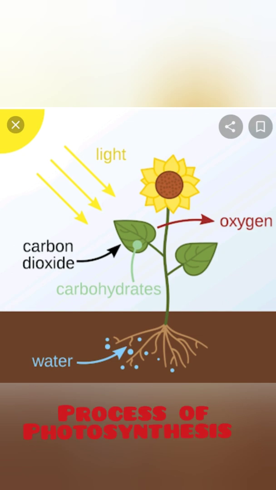The process of photosynthesis is shown in this picture. Look here, water is drawn from the soil and carbon dioxide is absorbed by the green leaves, and oxygen is given out in the presence of sunlight.